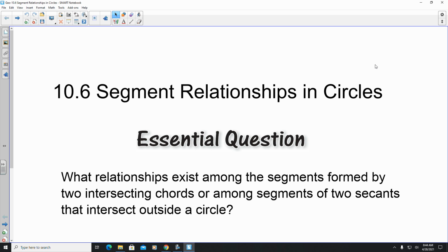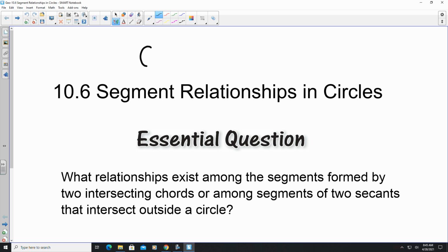Welcome to the video. In this lesson, we're looking at section 10.6, where we're going to be looking at segment relationships in circles. So on 10.5, we discussed angle relationships with circles. Now we're going to be looking at the value of the segments, again with relationships with circles, talking about the different types of intersections that we can have with segments with circles.